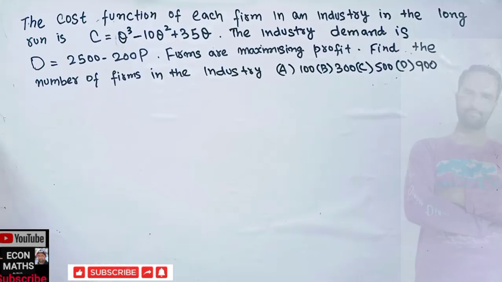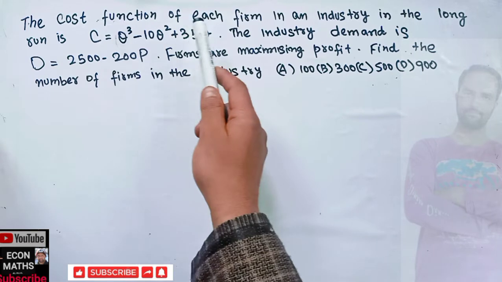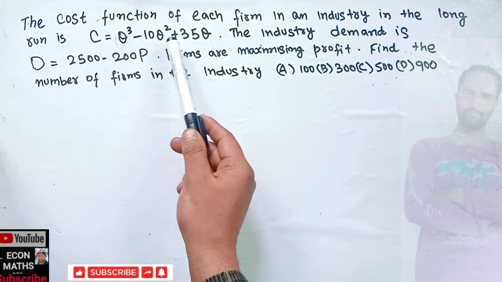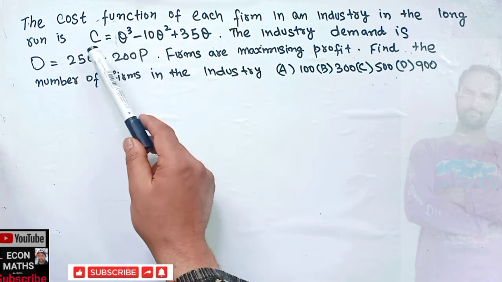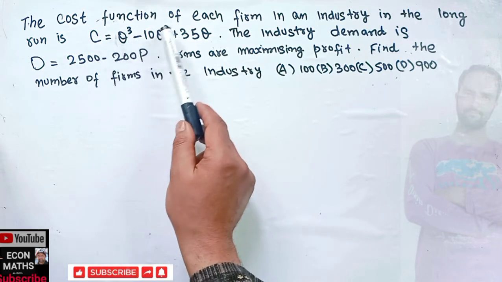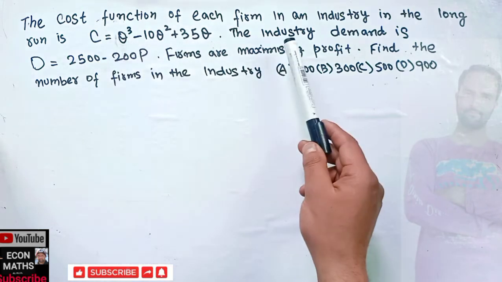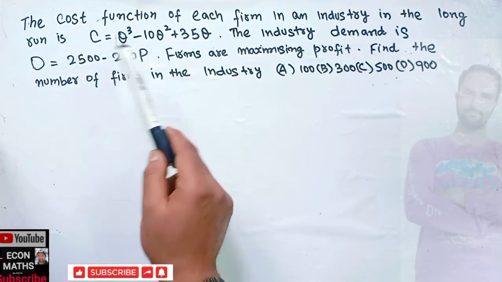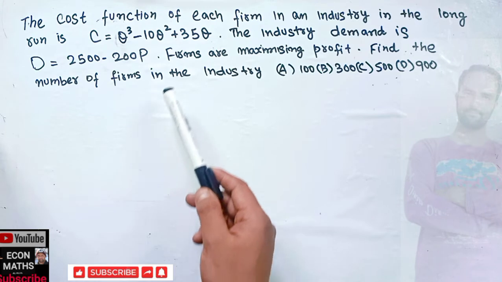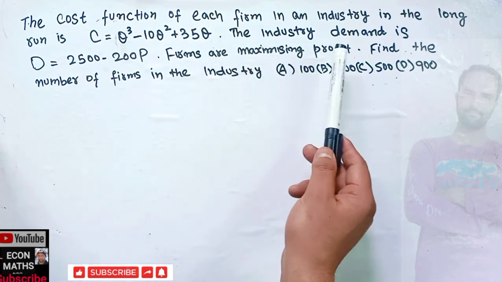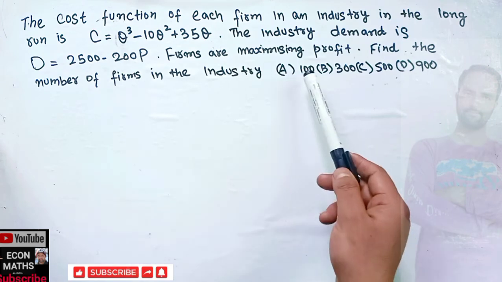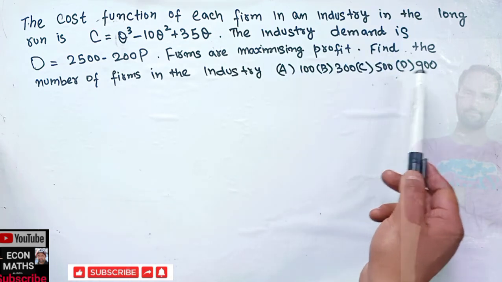Another question is how to find the number of firms in an industry. The question is like this: the cost function of each firm in an industry in the long run is given by C = Q^3 - 10Q^2 + 35Q. The industry demand is D = 2500 - 200P, where P is the price. Firms are maximizing profit. Find the number of firms in the industry. The options are 100, 300, 500 or 900.